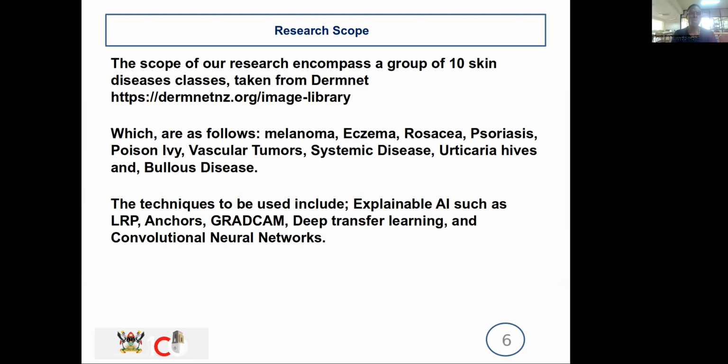Research scope. The scope of our research encompasses a group of 10 skin diseases taken from a Dermnet online source, where we are looking specifically at vascular tumors, systemic disease, bullous disease, and many others. The techniques to be used will be explainable AI techniques such as layer-wise relevance propagation, anchors, and specifically we shall be tackling Grad-CAM, which will make our model transparent, deep transfer learning, the heart of machine learning, and convolutional neural network, the type of deep transfer learning that will be applied.